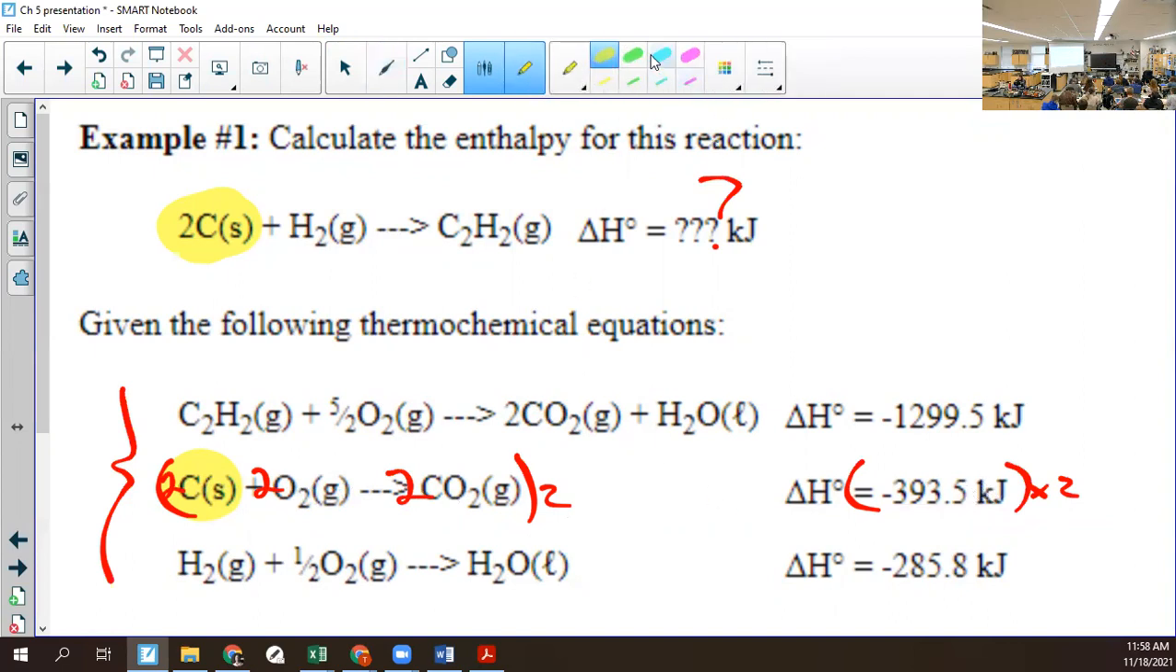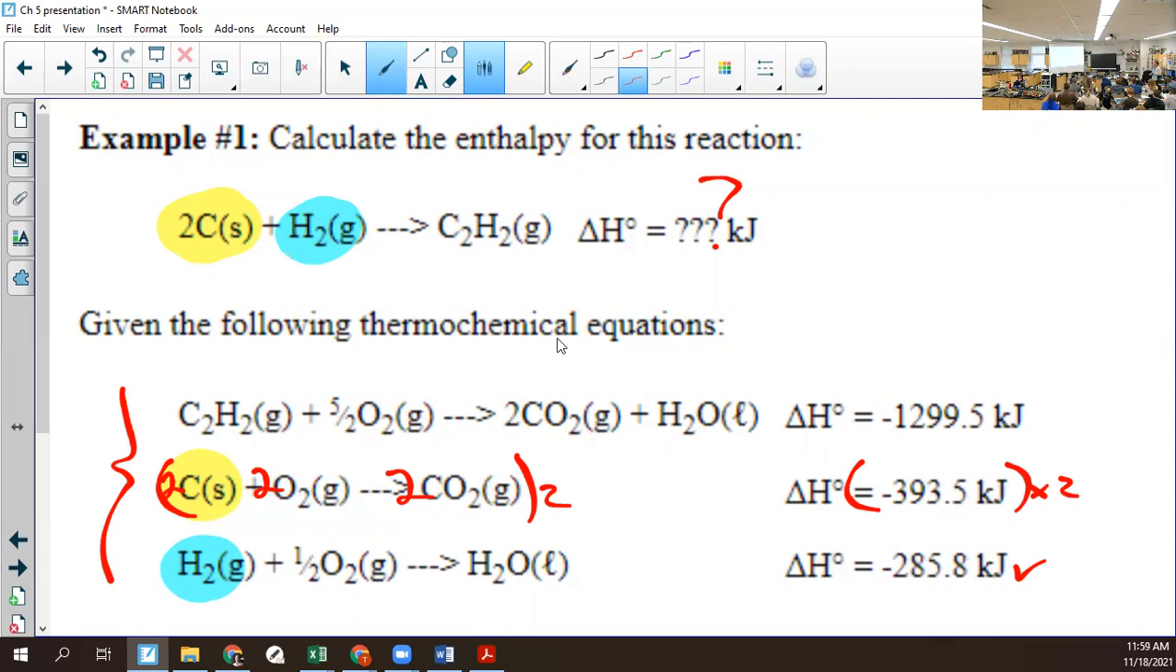I move on to hydrogen. H2 is on the left. And over here, H2 is also on the left. That's good news, right? Is the coefficient the same? Yes. So I don't need to adjust anything on this one. Oops. Yeah, that was right. So that one's just the way it is. I don't have to reverse it. I don't have to half it or double it or triple it.